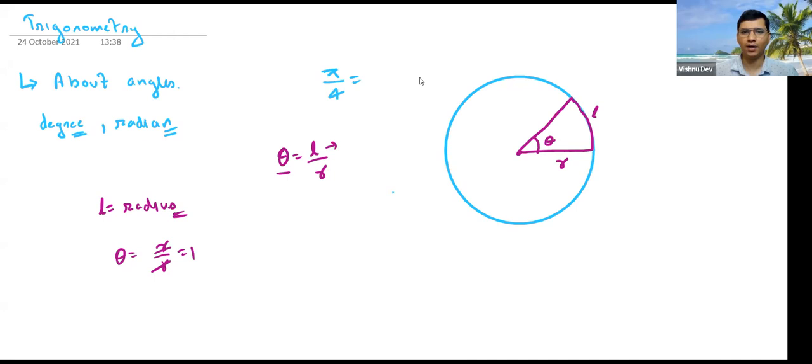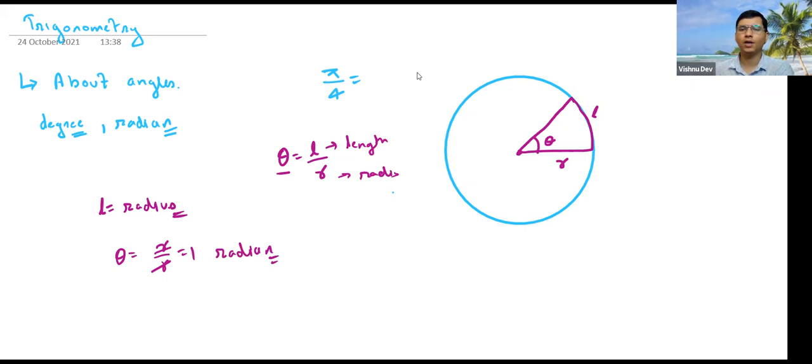L is the length of the arc and R is the radius. So if the length of the arc is equal to R, then we will get one. This is called one radian. As simple as that is the definition of radian.